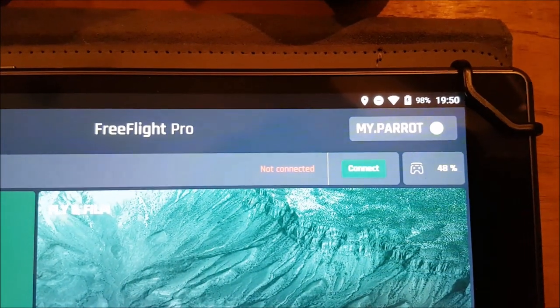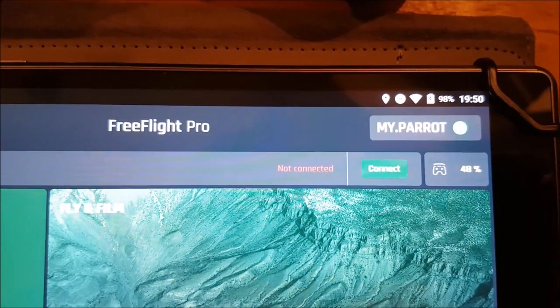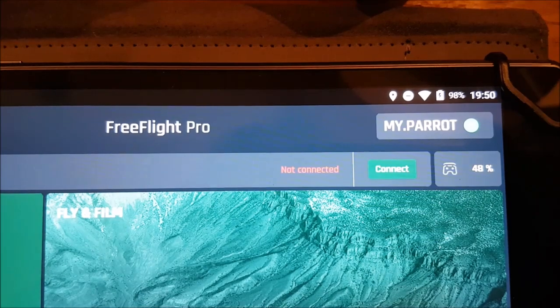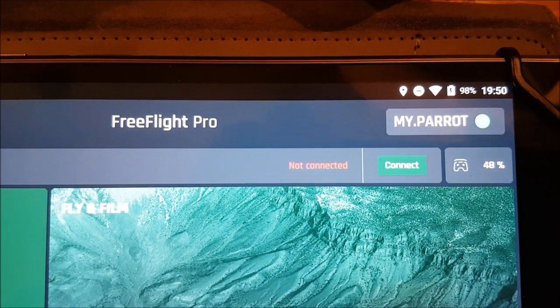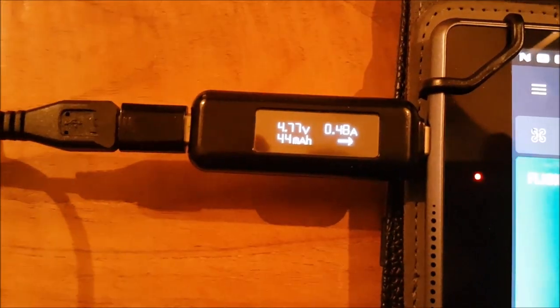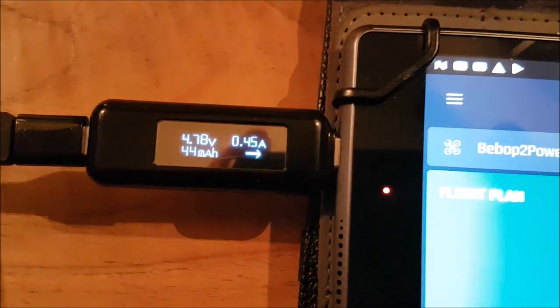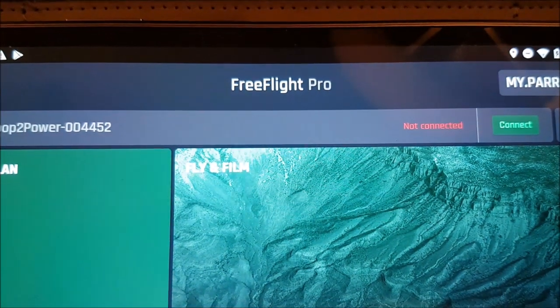The battery level on the controller is 48%. The tablet is at 98%. And there is a current flowing, charging the tablet.